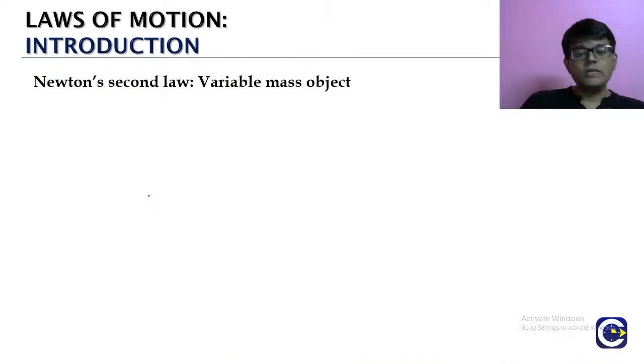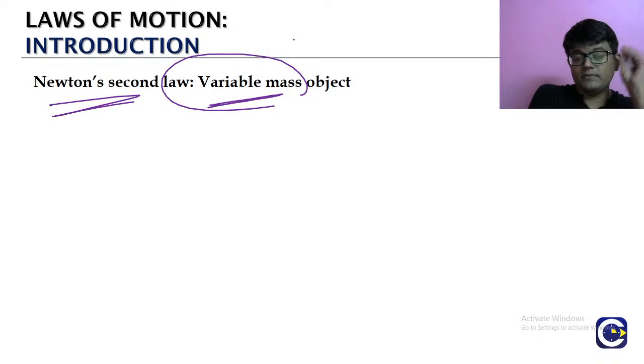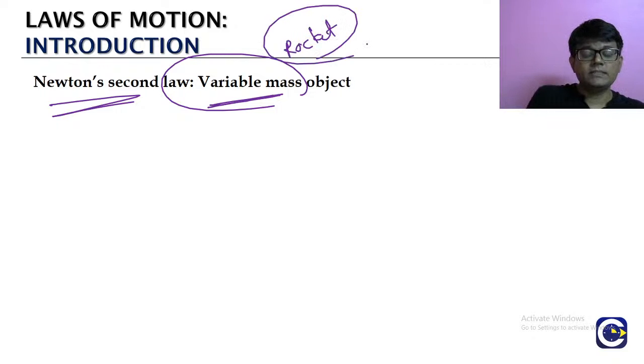Okay. So we will go to the other case of Newton's second law. What is it? The case of the variable mass object. What can we generally remember? The moment we say variable mass, we should remember the rocket, because it is going to be an example that we'll discuss. So look at it now. Variable mass.